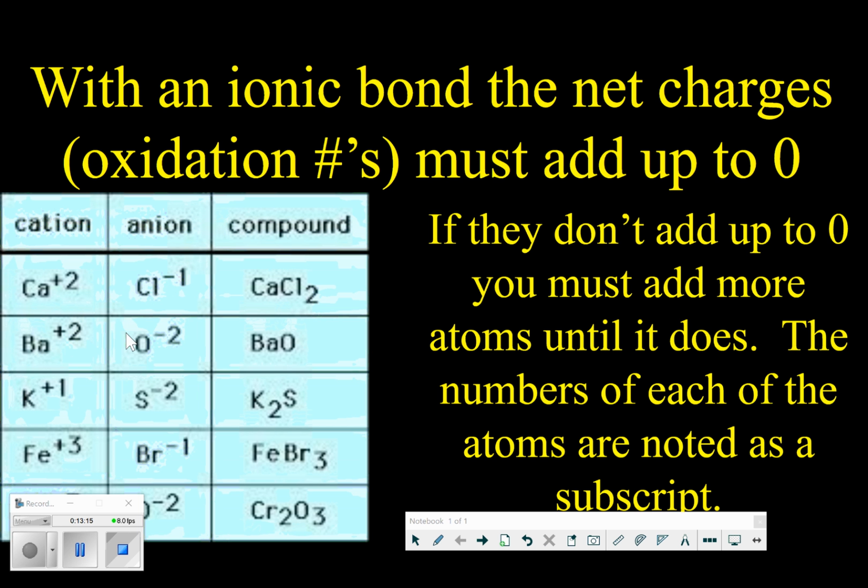Ba is a +2. O is a -2. +2 -2 equals 0 because that's the goal, to make it 0. It becomes BaO.